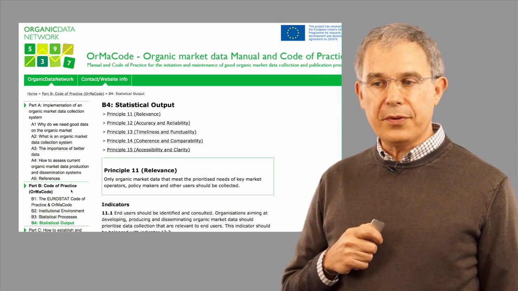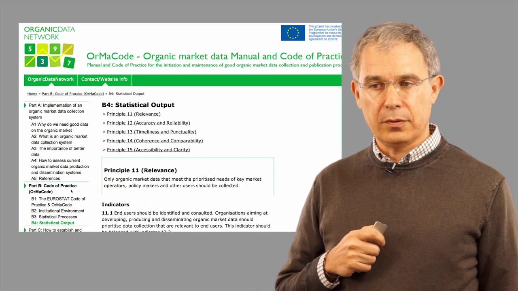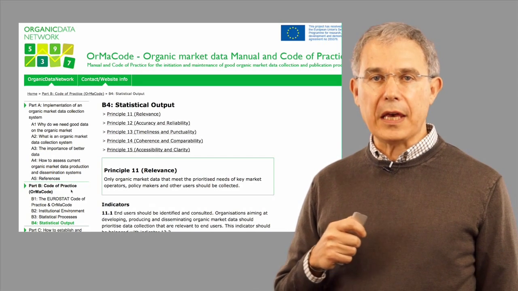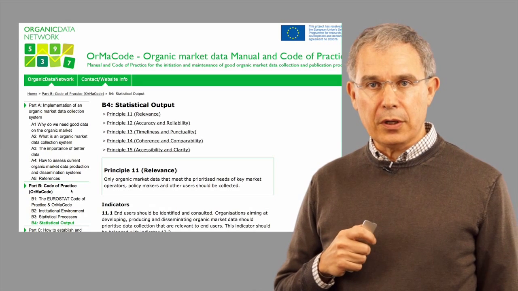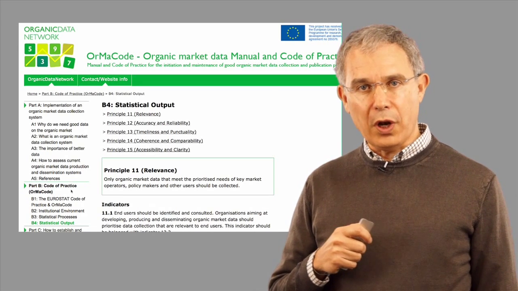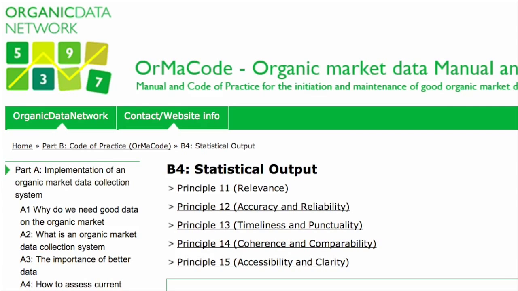Here we have 5 principles. These 5 principles, again, include indicators and refer to the dimensions of quality as set out by the Eurostat Code of Practice. We already said these are relevance, accuracy and reliability, timeliness and punctuality, coherence and comparability, accessibility and clarity.